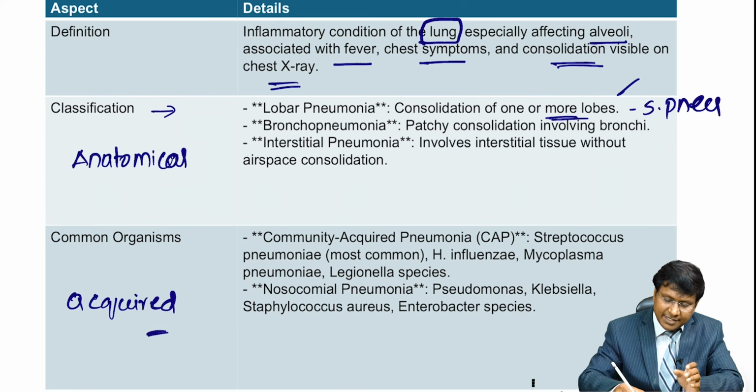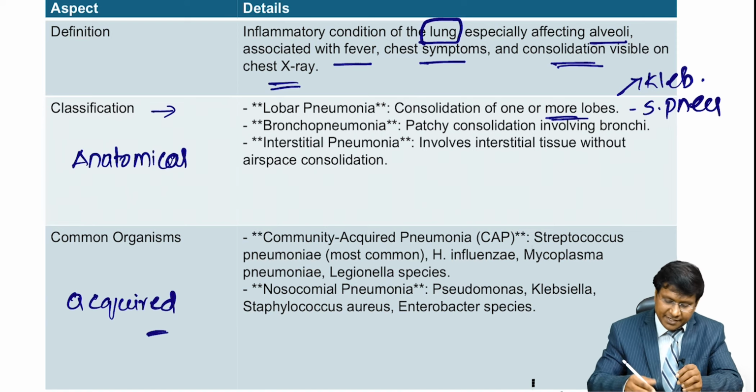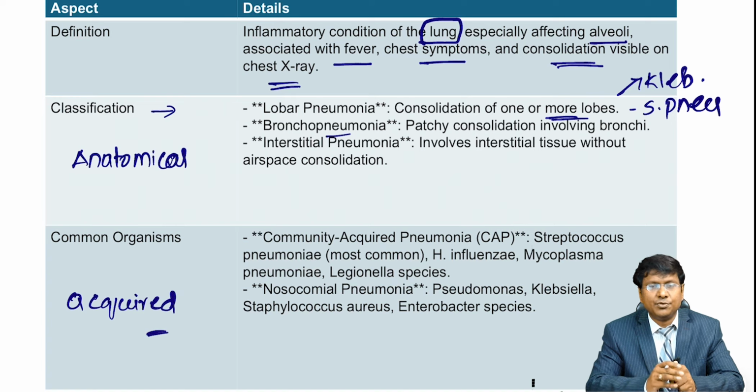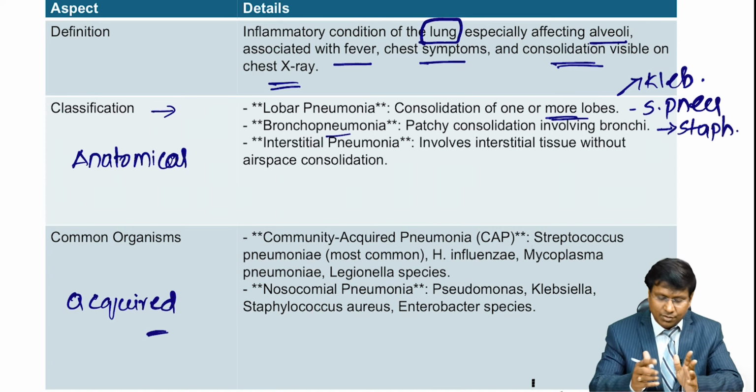Another important organism causing lobar pneumonia is Klebsiella. In Klebsiella, the infection is mainly confined to the posterior segment of the right upper lobe, and that is what is called the bulging fissure sign. Then followed by that, bronchopneumonia. Bronchopneumonia is where it is not lobar consolidation, you have the presence of patchy consolidation, and the organism here will be Staphylococcus aureus. That will be your bronchopneumonia.